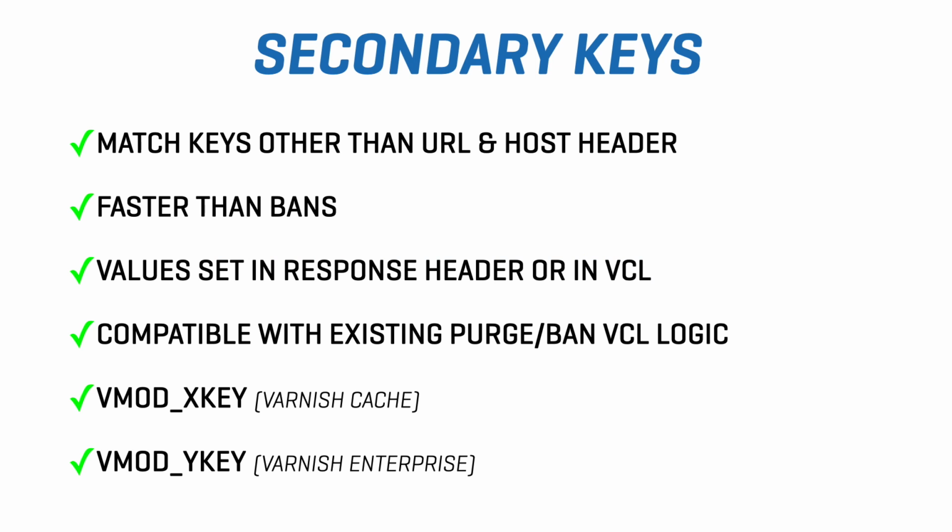An alternative method to remove multiple objects from the cache at once comes under the form of secondary keys. This invalidation method is not URL centric. You can match keys other than the URL and the host header, and they execute a little bit faster than bans typically. The values of these tags or these keys can be set in the response header, or in VCL if you're using vmod ykey. This entire workflow is 100% compatible with your existing purge and ban logic in VCL and requires you to use one of two vmods. If you're using Varnish Cache, you can use vmod xkey, which has a more limited feature set, and if you're using Varnish Enterprise, which is the commercial version of Varnish, you can use vmod ykey.